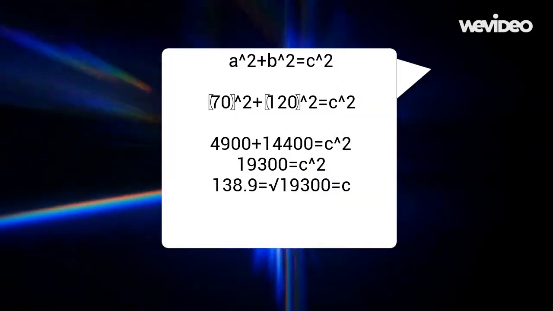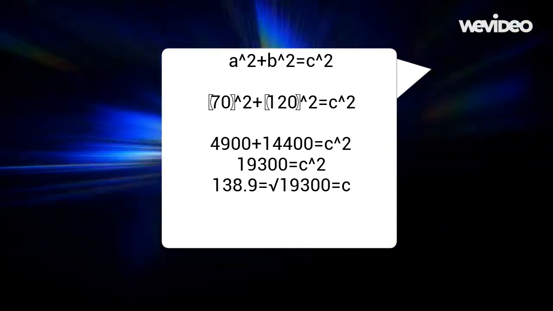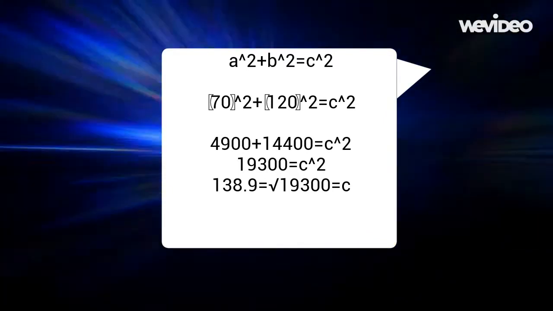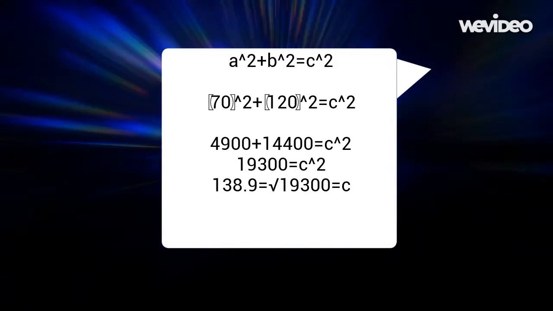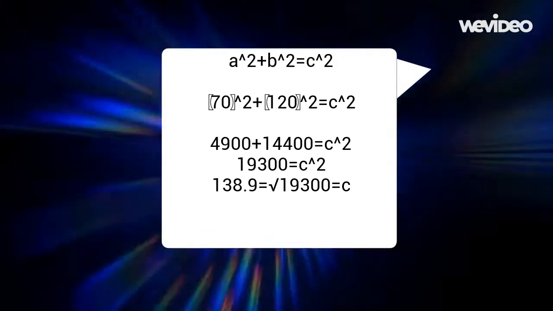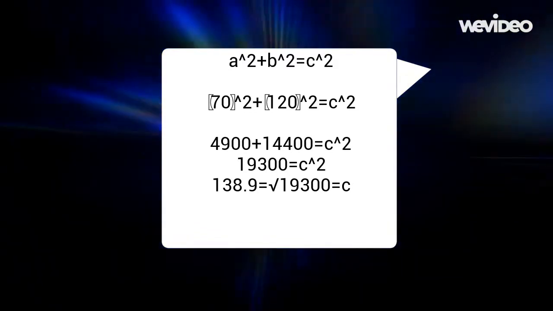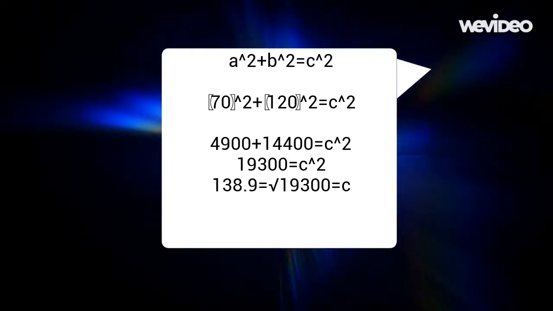Following the format for this right triangle, we know that 70 squared plus 120 squared equals our distance from the tee to the hole squared. So if we simplify that, you can see that we get the square root of 19,300, which is approximately 138.9 yards.